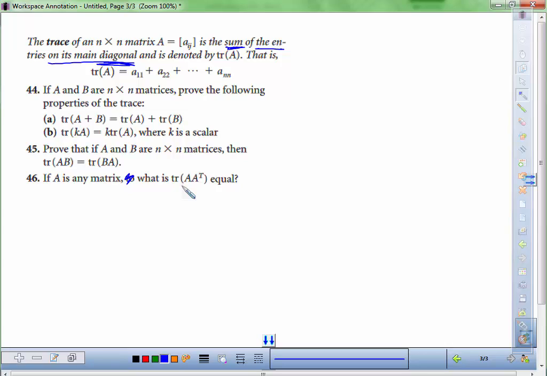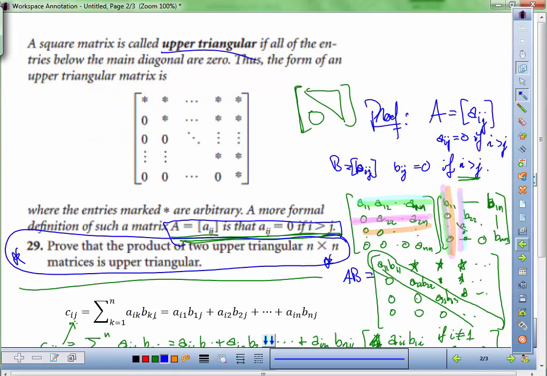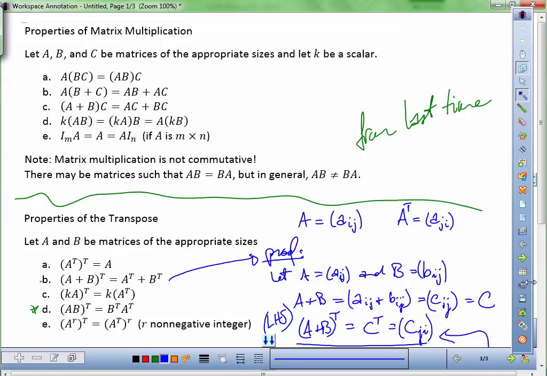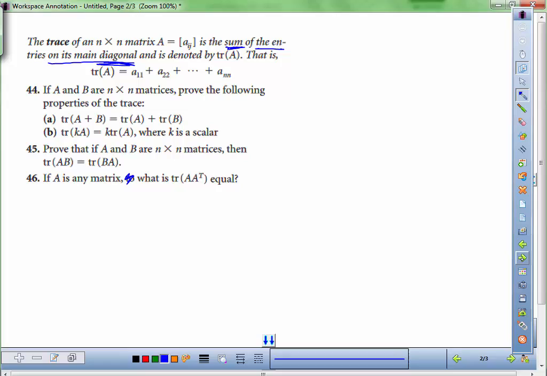A times A transpose? Oh, we figured out A plus. So maybe I don't want to do 46. We could figure out what A times A transpose is. Let's do it.